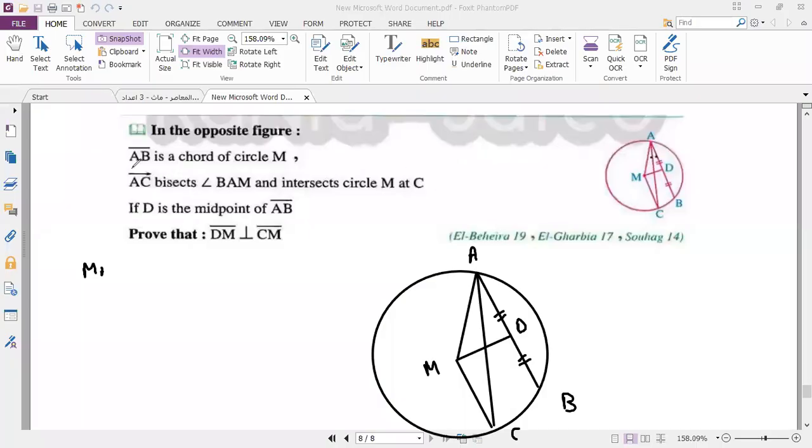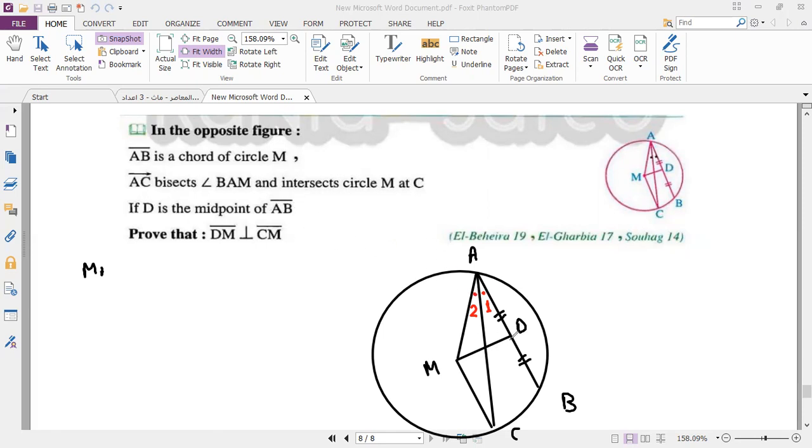Here in this example, AB is a chord in the circle M, and AC bisects angle BAM. You can pause the video and try it, and when ready, come back and check your answer against me. AC bisects angle BAM, so this angle is the same as this angle. We can write here angle 1, just to make it easy. Angle 1 equals angle 2. They are the same. It's a given.